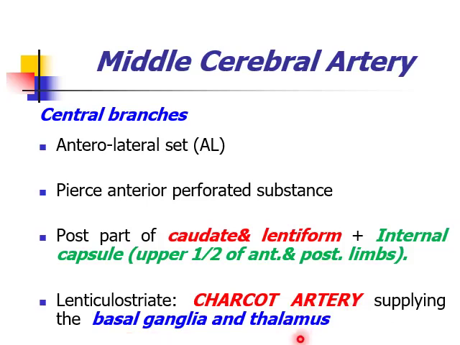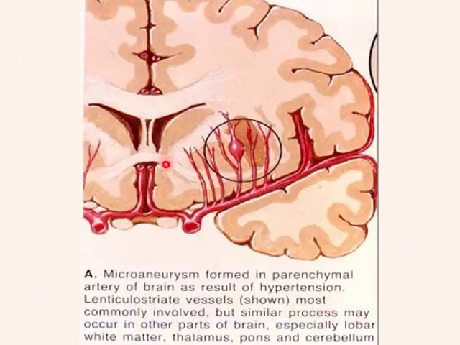These are central branches going deep inside the brain tissue to supply parts of the basal ganglia and thalamus, and these are particularly prone to developing aneurysms in people suffering from hypertension. These are the lenticulostriate arteries, or what we call the Charcot arteries.